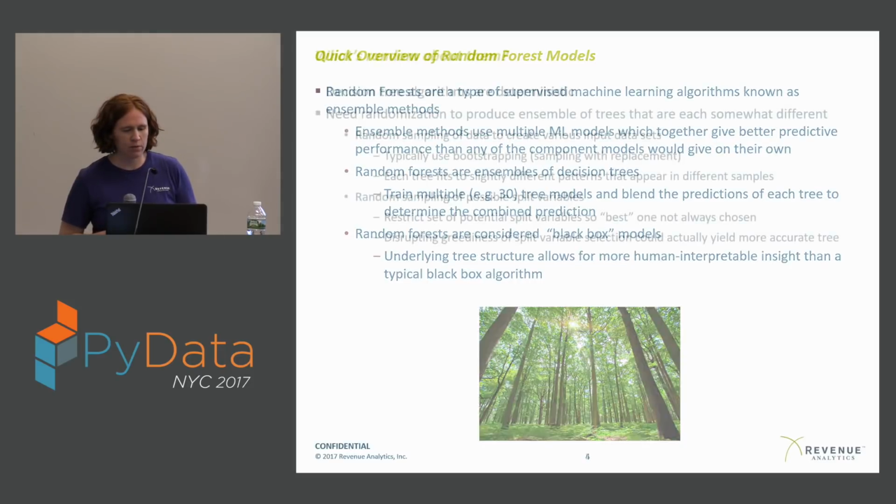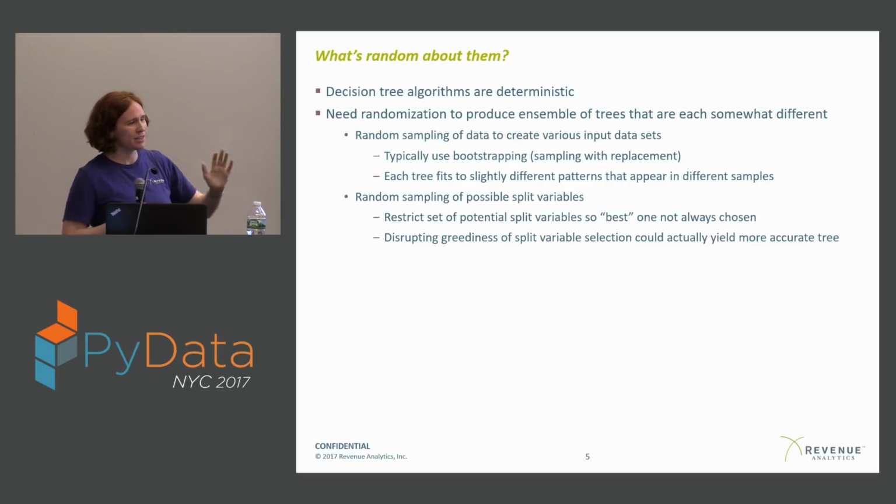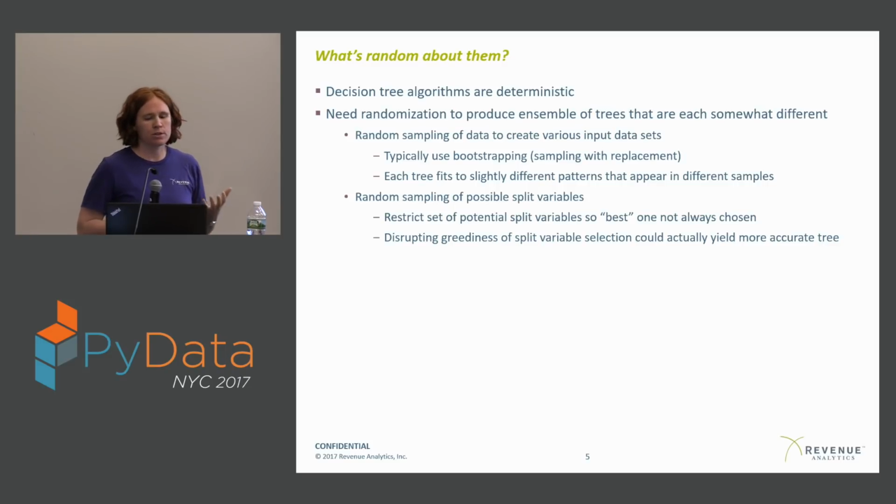And then, of course, one of the big questions you get is, what's so random about them? Why is this randomness important to a random forest? As I mentioned, it's a collection of decision trees, but decision tree algorithms are deterministic, which means that if you have a single input data set and you feed it into a decision tree algorithm, you're always going to get the same tree back. So if we just took that same data and plugged it in 30 times, we're going to get 30 identical trees. That's not really helpful. We're not getting any value out of that. So we need randomization to produce ensembles of trees that are each somewhat different.